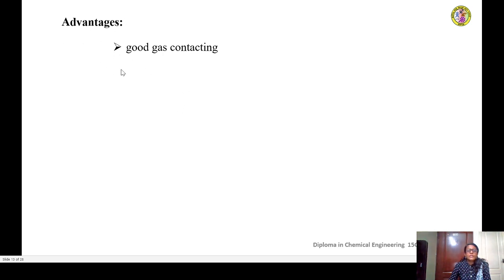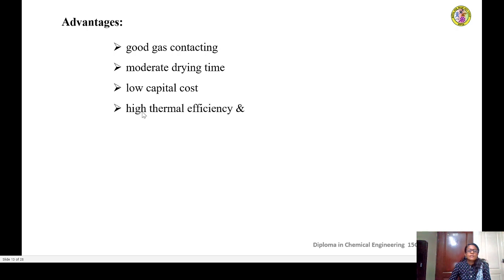Advantages of a rotary dryer: we can establish good gas contacting with the material to be dried. The time of drying is moderate, not very long. Its initial cost is low, that is, low capital cost. Thermal efficiency is high. Flexibility to control the gas velocity is greater.